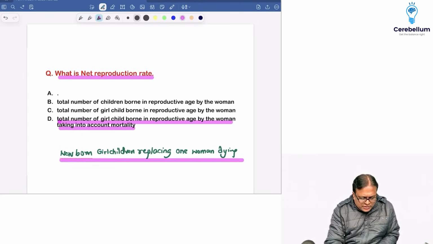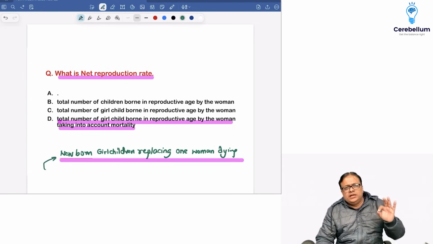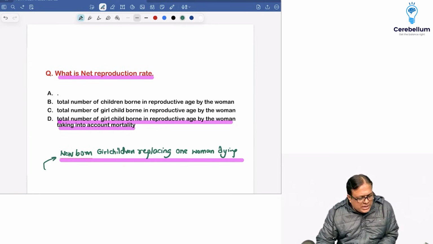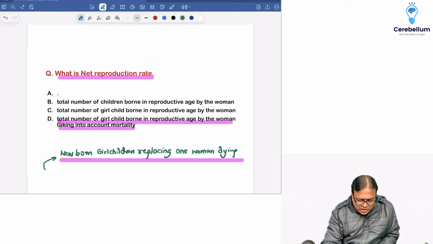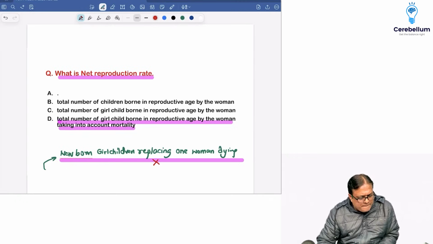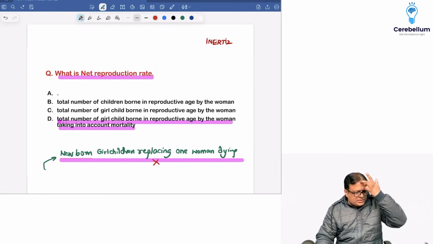Okay, mortality was not there. Was any such language given? And a woman who is dying is replaced by how many newborn girl children? If such language was there, that is also net reproduction rate. Okay, replacement was not there. Friends, you will have to help me with the language of the question or the choices then. Dr. Utkarsh, Dr. Aarti, please help me with the language. Inertization, okay, that must be a separate question. We'll see separately. Okay, no one remembers the language.